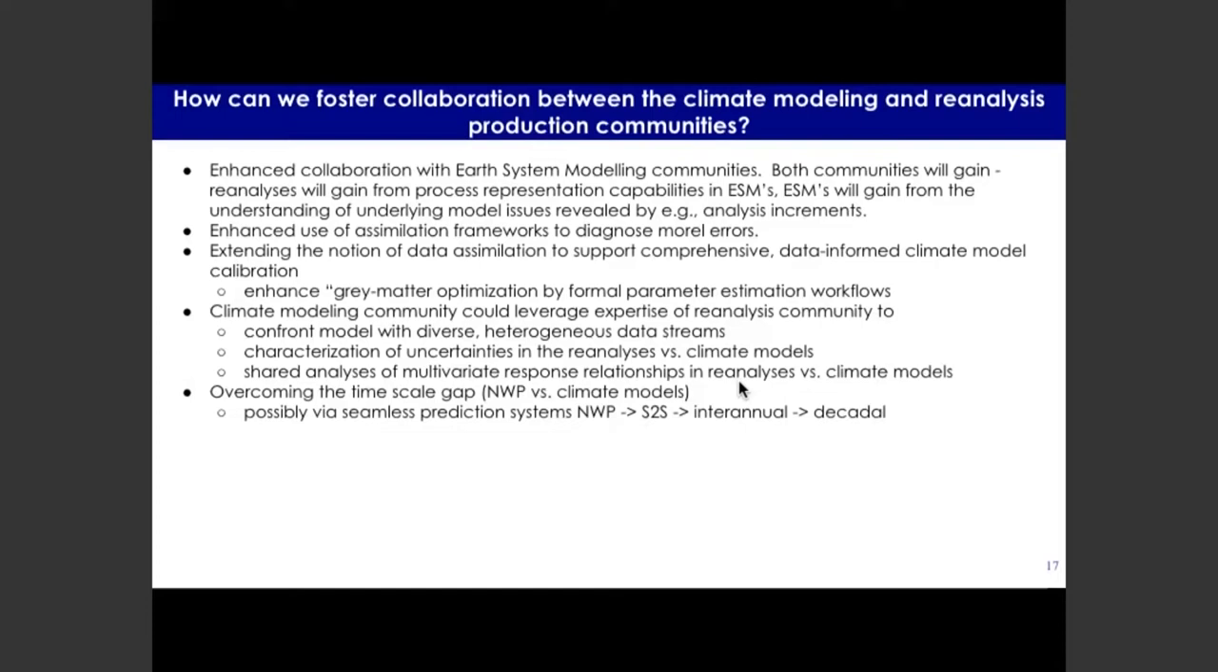The characterization of uncertainty in the reanalysis versus in the climate models, and the question of whether both climate models and reanalyses have the same multivariate response relationships, for an anomaly, what are the origins of those anomalies, and do the causal patterns agree between reanalysis products and climate models. And the last one is the one I just mentioned on the timescale gap, with the idea of seamless prediction. So a lot of recurring topics that could probably be more succinctly summarized. But I think this is the last of the questions.